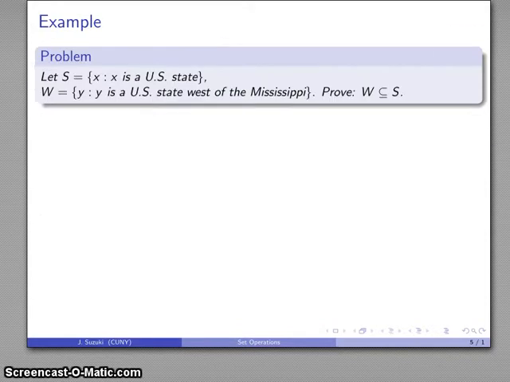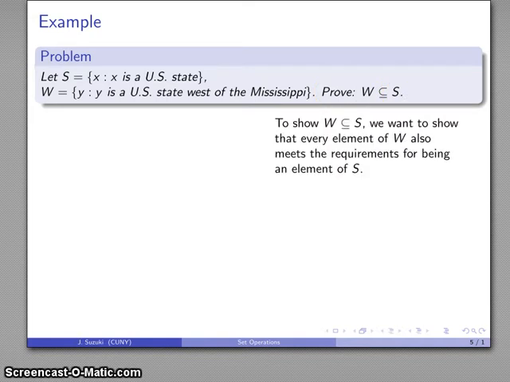For example, I might have the two sets. Let S be the set of things where what I'm talking about is a US state, and let W be the set of things where what I'm talking about is a US state west of the Mississippi, and I want to prove that W is a subset of S. So let's think about this. I want to show that every element of W is also an element of S, that it meets whatever requirements S has for set membership.